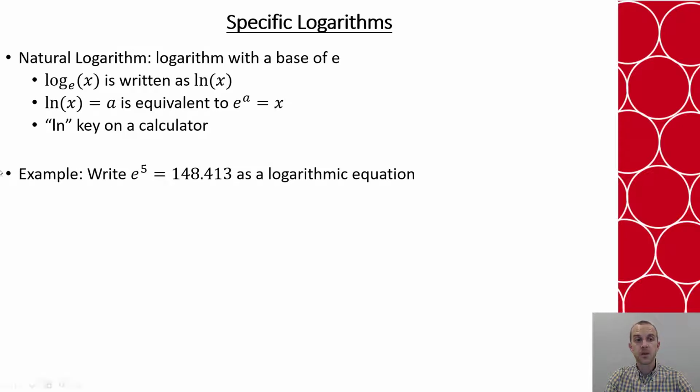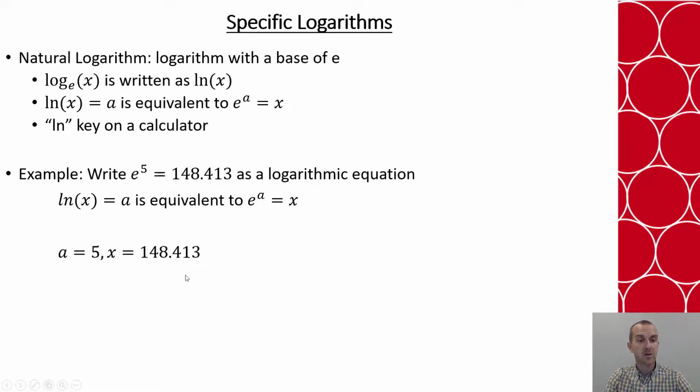So say we want to convert e to the 5th equals 148.413 to its logarithmic equation. We know then, again, we're starting with the exponential, and we're going to convert it to the logarithm. So we know that the natural log of x equals a, where our x value is 148.413, the a value is 5. So the natural log of 148.413 equals 5.